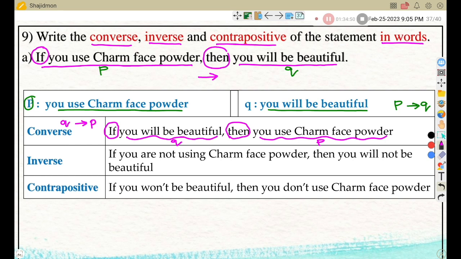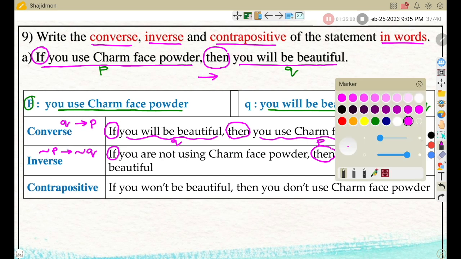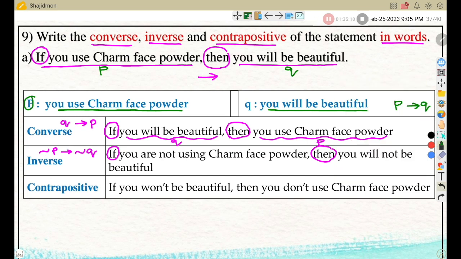Now, inverse. What is inverse actually? The original statement's negation. That means negation P gives negation Q. This is the inverse, correct? So how to write the inverse? First, because the arrow mark is there, it should be if and then. Negation of P. P means you use charm face powder. So how to write the negation? You are not using charm face powder.